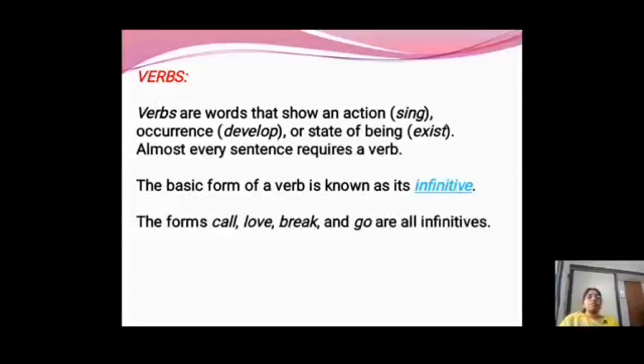The basic form of a verb is known as its infinitive. All these we will learn in this session. Okay, the forms call, love, break and go are all infinitives. The verbs, right? The basic form of the verb is called an infinitive. That alone you keep in your mind, right?